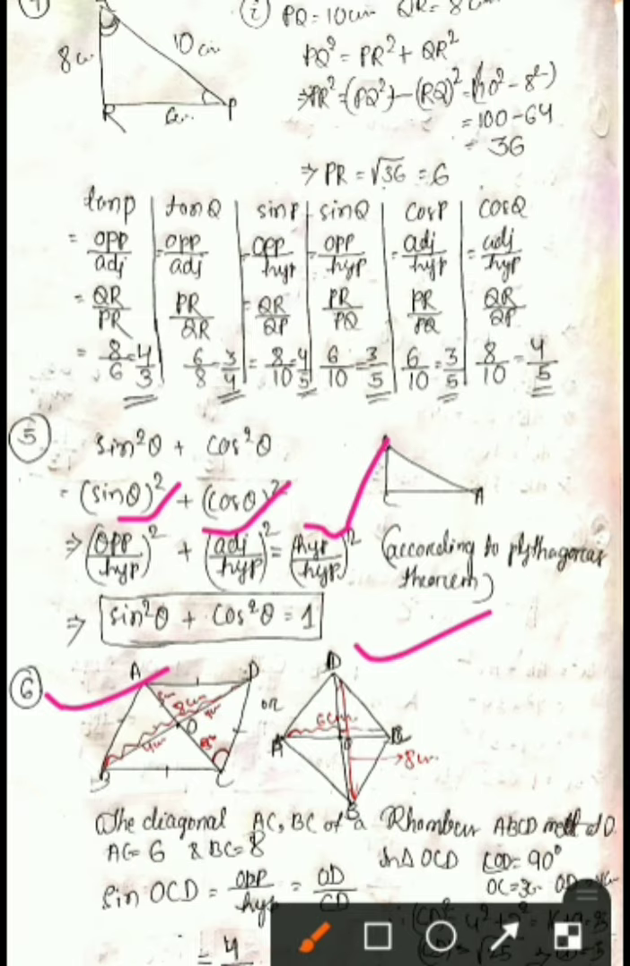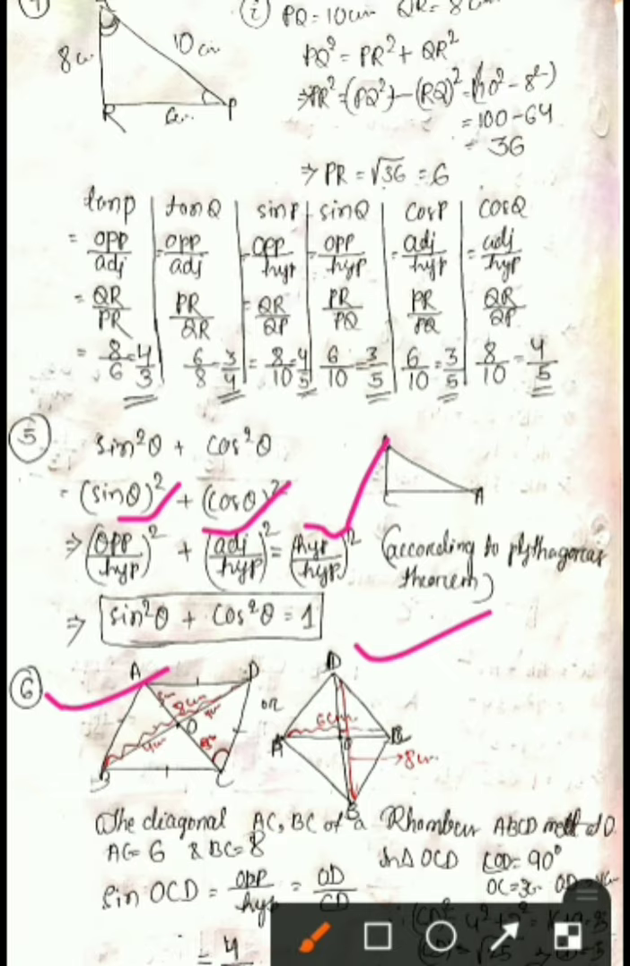See the diagonals AC and BD of the rhombus, AC equal to 6 and BD equal to 8. Therefore, OA equal to OC equal to 3 centimeter and OB equal to OD equal to 4 centimeter, because the diagonals bisect each other at right angle. Now what you have to find out? You have to find out sine OCD.